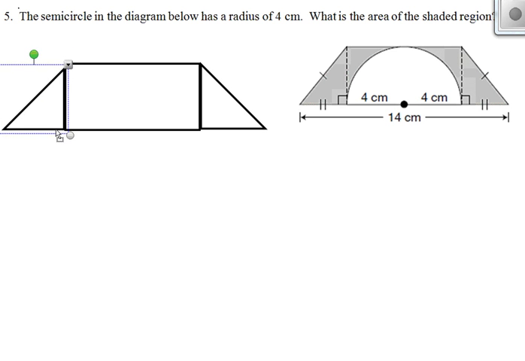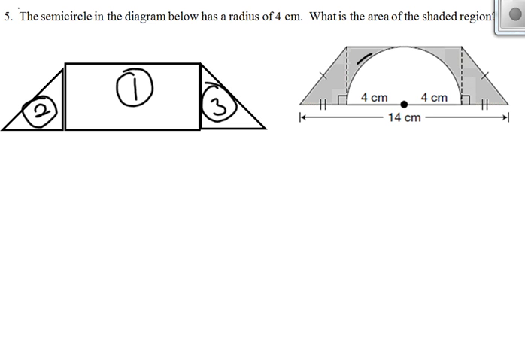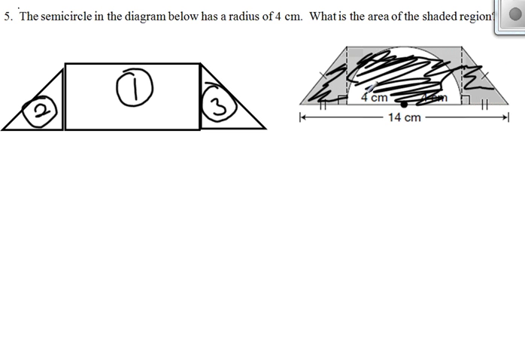Okay, so this is what I see. I see a shape like this, which is a rectangle and 2 triangles, and then someone came along and took a semicircle away from it. So I'm going to find the area of the complete rectangle plus triangles, and then I will subtract from it the semicircle. So let's talk about just the rectangle.